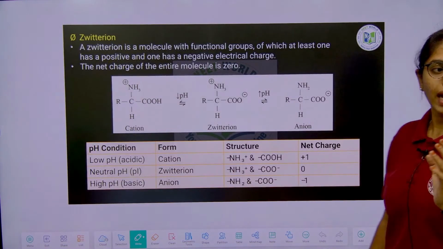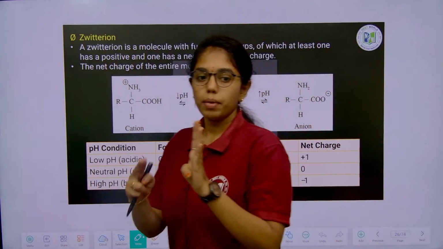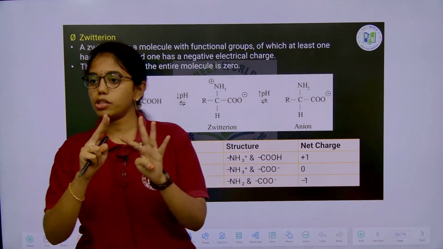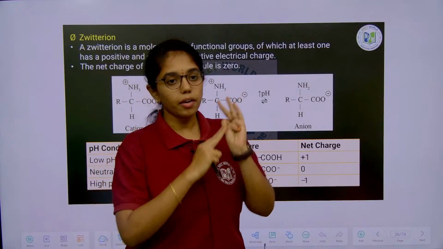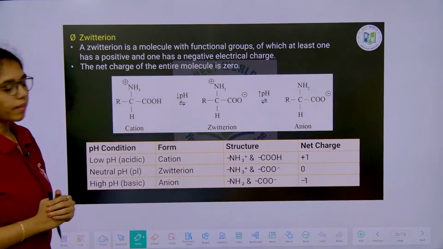So you are clear on amino acid classification, right? Based on polarity and based on essentiality. Now we are looking at the charge of amino acids.